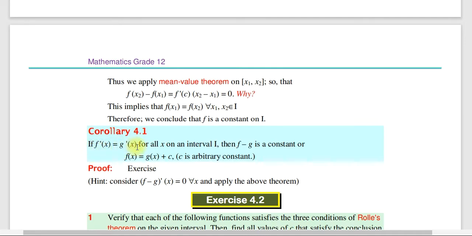Corollary 4.1: if f prime at x equals g prime at x for all x on the interval I, then f minus g is a constant, or f of x equals g of x plus c, where c is an arbitrary constant. What does it say? An interval is given to us, for example from 1 to 2, or from 0 to 1, or from some number to some number. If within that interval f prime at x equals g prime at x, then f minus g is a constant, or f of x equals g of x plus c.